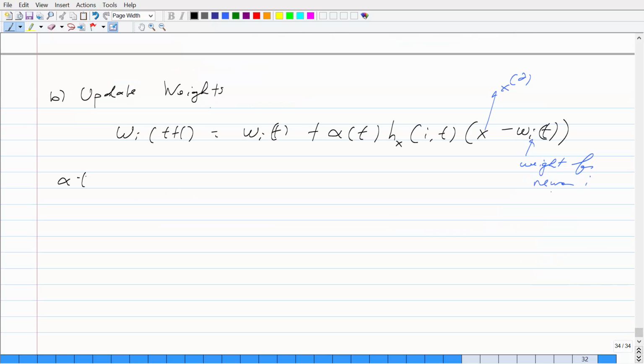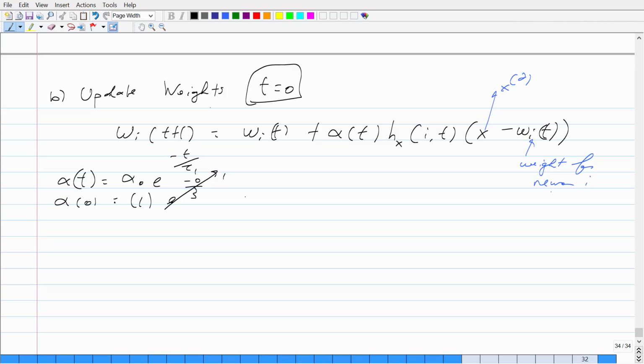So alpha t, if you recall, is equal to alpha 0 e to the power minus t over tau 1, okay? I'm pretty sure. I'll just double check to see if that's right. And yes, okay. So in this case, remember time is equal to 0 currently. So we are currently at the initial step. So alpha 0 is equal to what? It was 1, I'm pretty sure it was 1, yes. So this is 1 times e to the minus 0, and then tau 1 was equal to 3, yes, 3. In this case, this is just equal to 1, so we get 1.